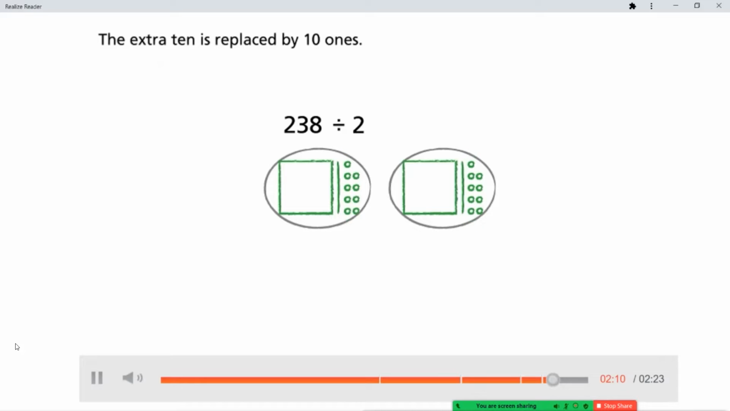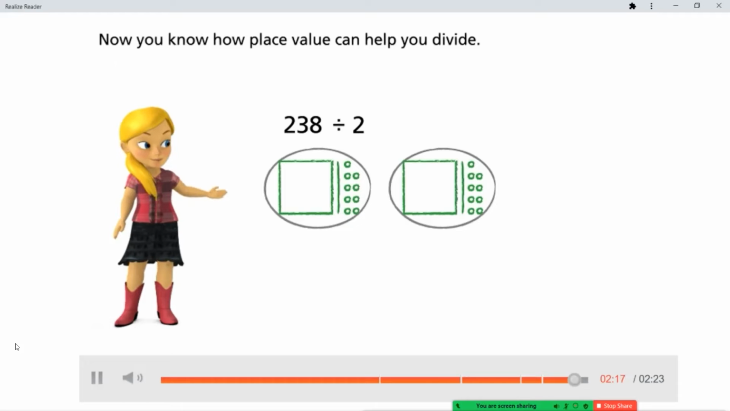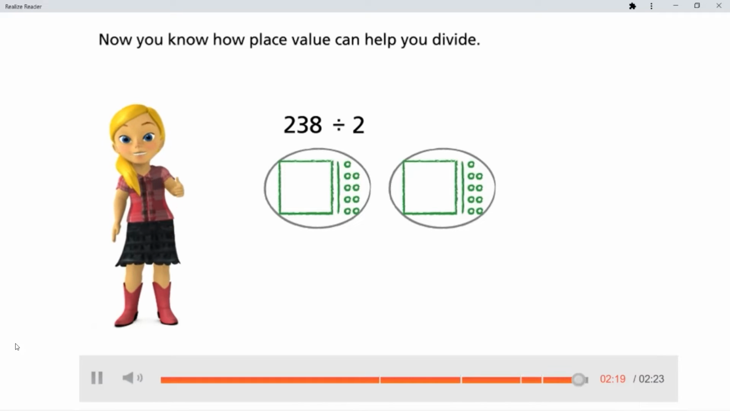The extra 10 is replaced by 10 ones. Now you know how place value can help you divide. Great job!